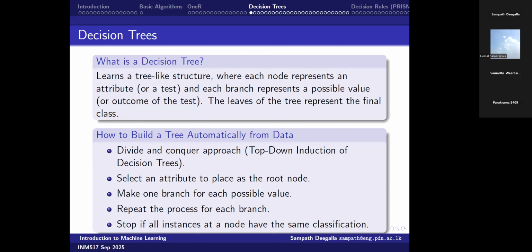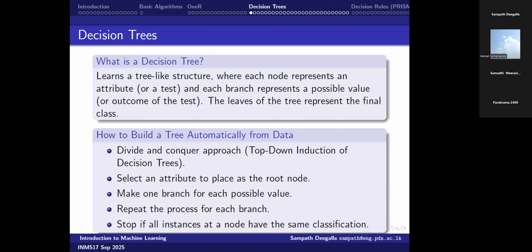Okay, let me move to the next one, decision trees. Decision trees are quite common, and they are actively used in the machine learning community as well. So what is a decision tree? In this part, we are going to discuss how we can learn a tree-like structure from the data. When we say a tree, what we have is just attributes and their values. So we take attributes as nodes in the tree, and for the branches, we will use the values.